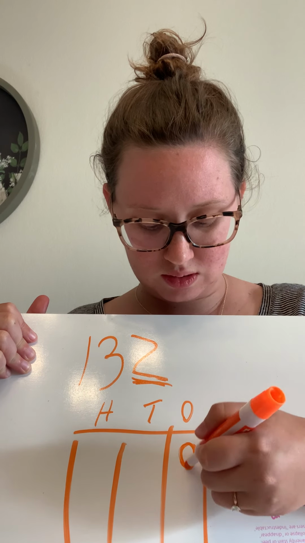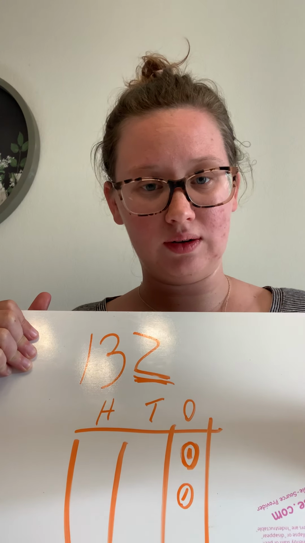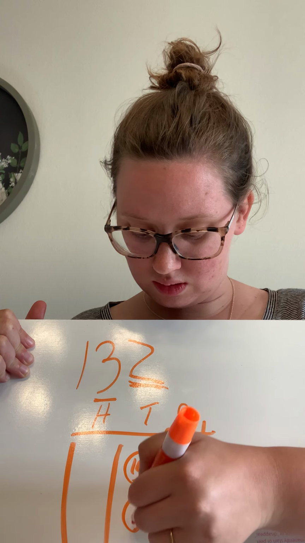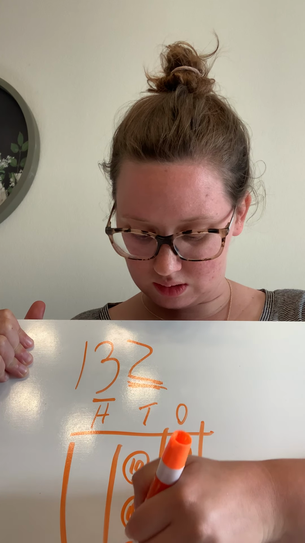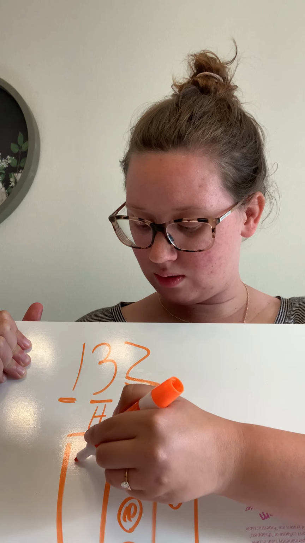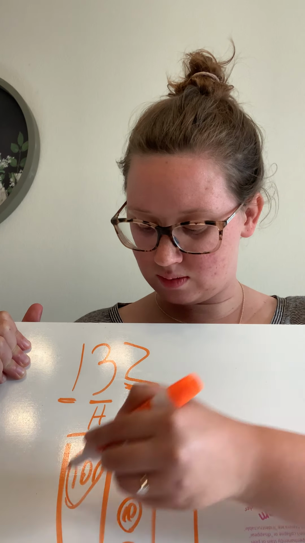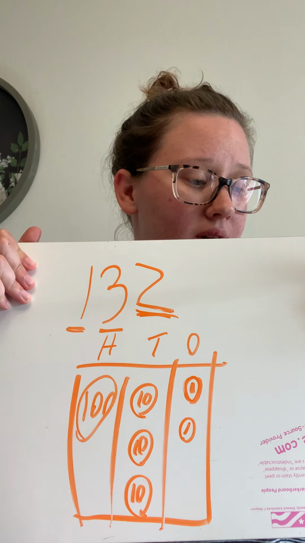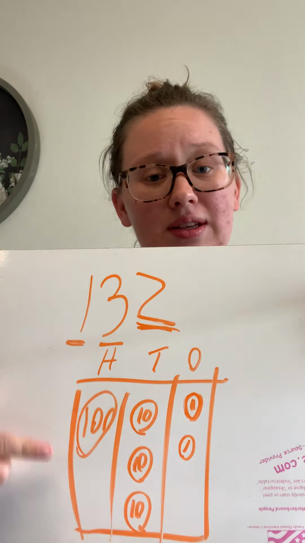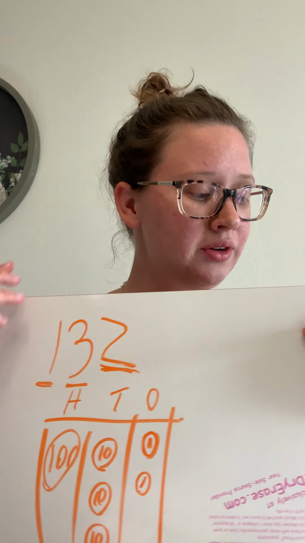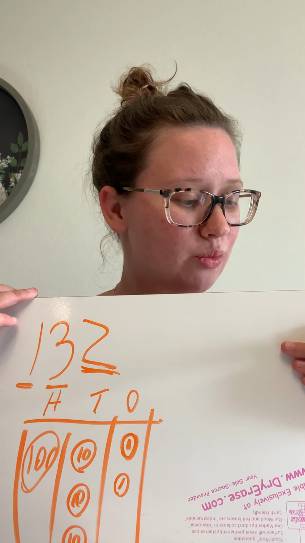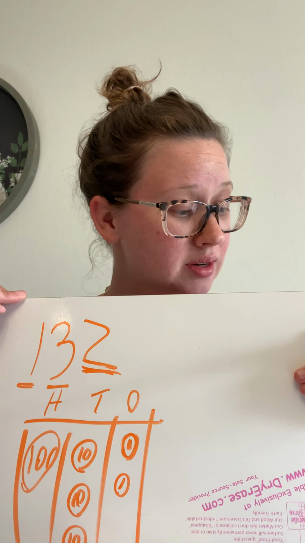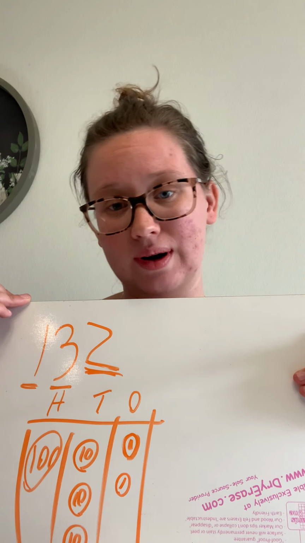So I have 2 ones, 1, 1. I have 3 tens, 10, 10, 10, and I have 1 100. So there's my 100. After you complete your place value discs inside the chart, then you're going to answer D, E, and F, which is the greatest number, which is the least number, and put the numbers in order from least to greatest.